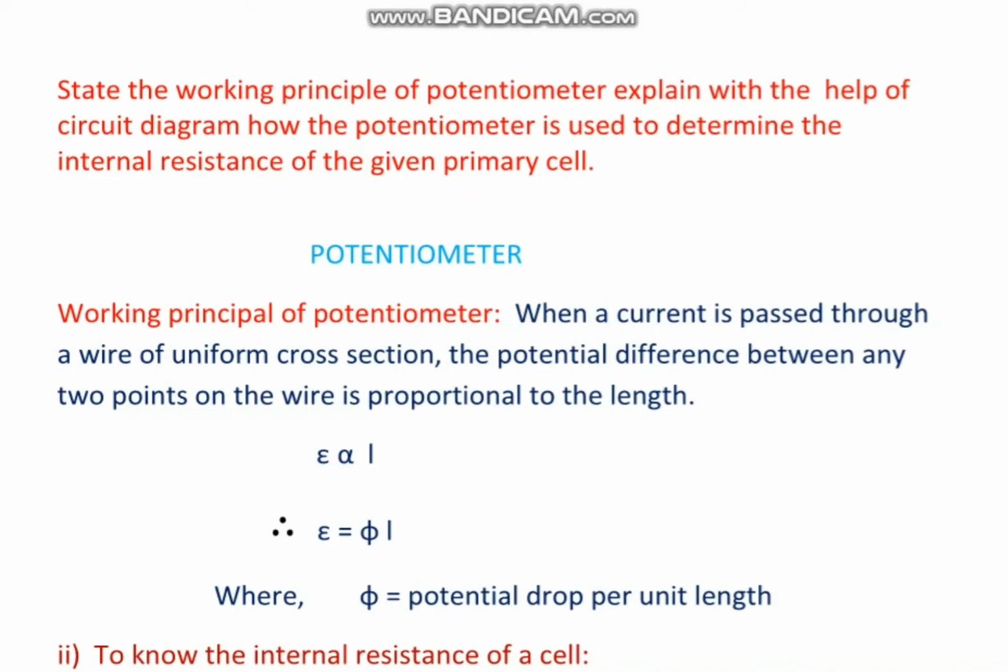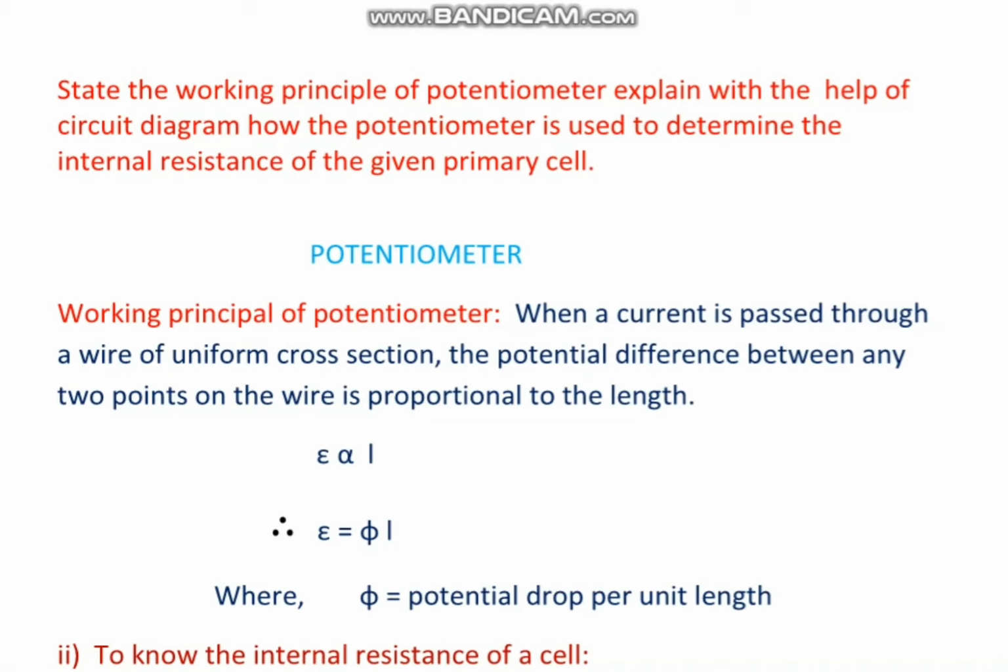Okay, the most important 8 marks question in sixth lesson, current electricity. State the working principle of potentiometer. Explain with the help of circuit diagram how the potentiometer is used to determine the internal resistance of a given primary cell. So we can write the working principle of potentiometer.